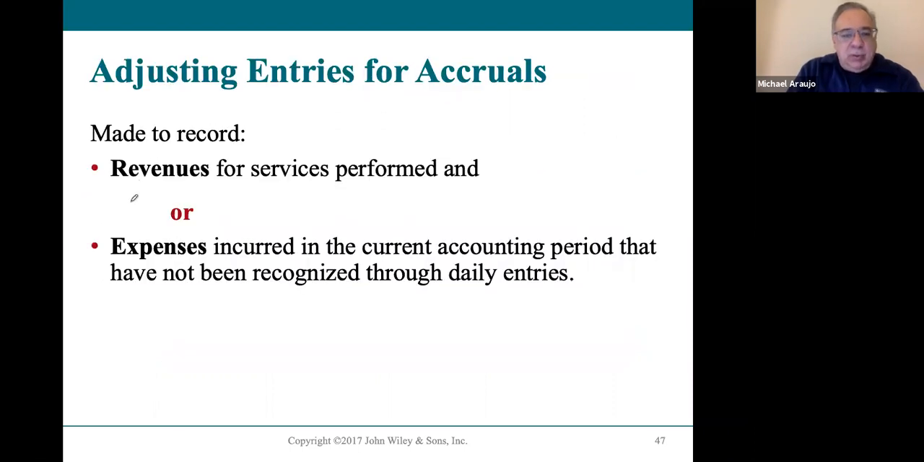what are the accruals? Well, we need to make sure that all the revenues are recorded, even though we might not collect the money till later. But we also have to make sure the expenses are recorded, even though we might not pay them until later. So there's one of these revenues to look at and two different expenses to look at. Those are the three that we'll be learning.